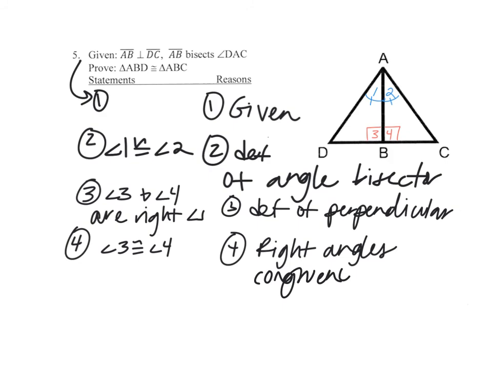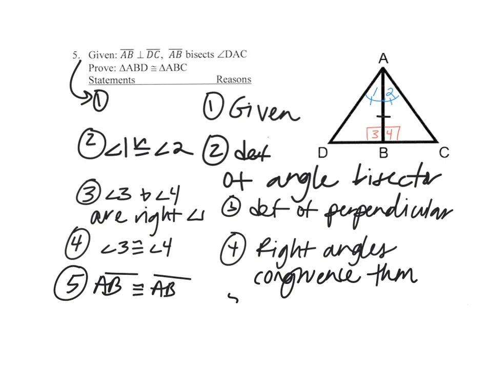And then you do have a freebie from the picture. What is it? Reflexive. You have a shared side. So you can mark that and write it down, that AB is congruent to AB because it's reflexive. Looking at your picture now, you should use angle, side, angle.